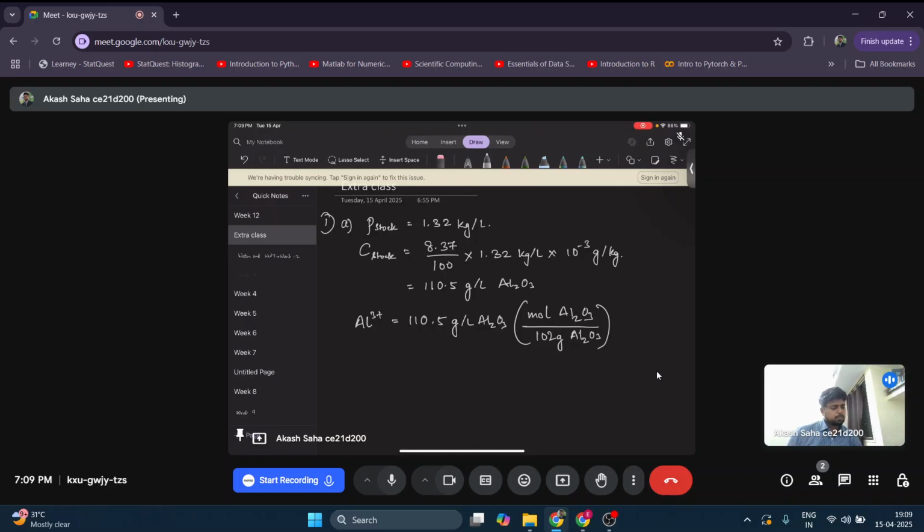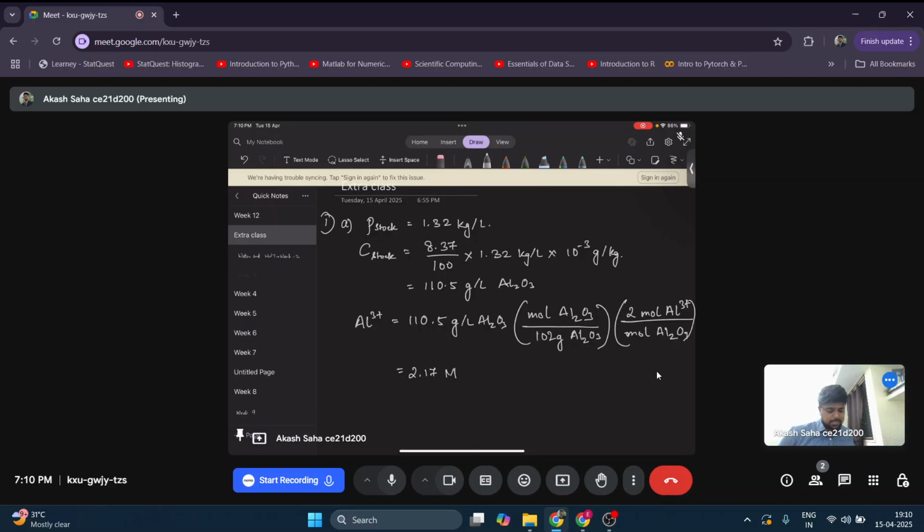So per mole there is 102 grams, and 1 mole of Al2O3 has 2 moles of Al3+, because we want to find out the molarity of Al3+. That's why this 2 will come into the picture. If you solve this, you will get 2.17 molar. So that's how you have to solve it.